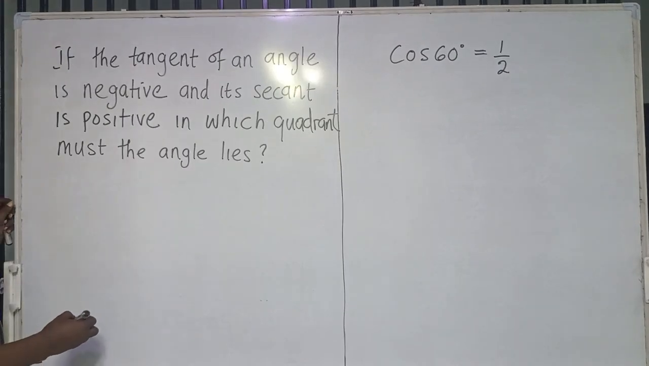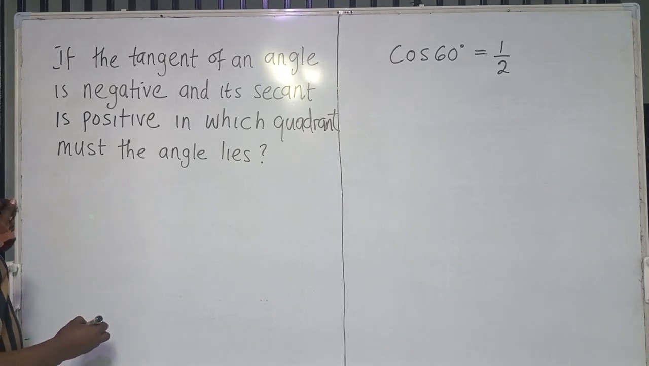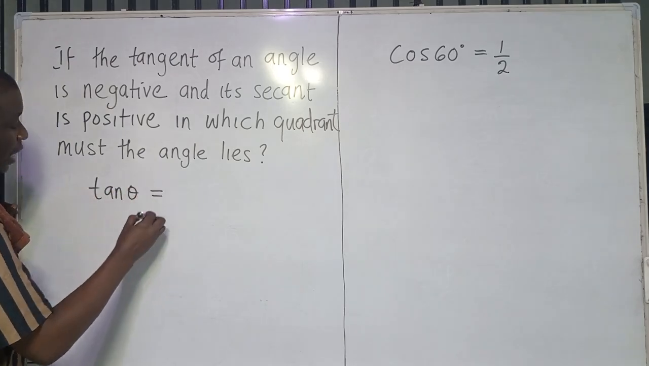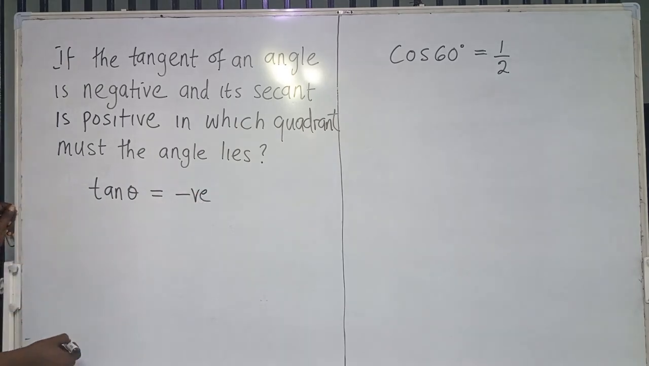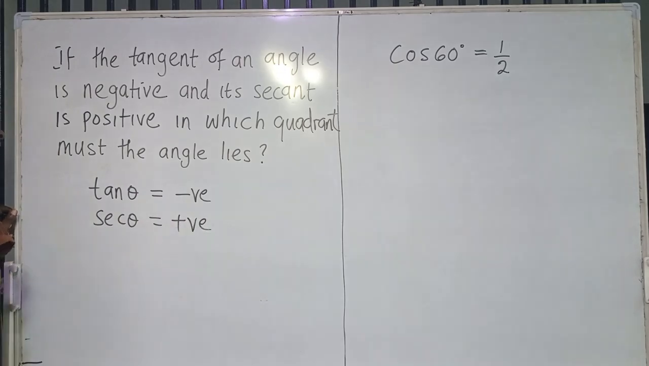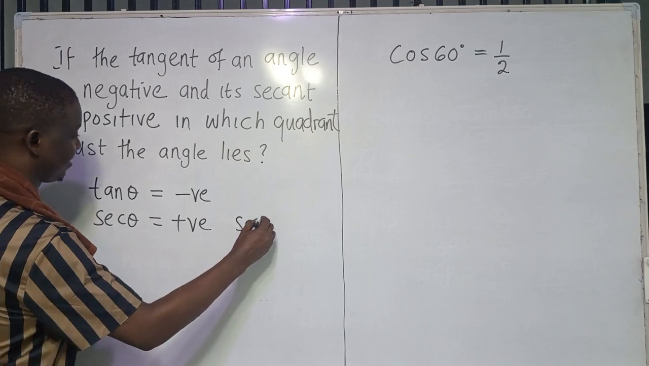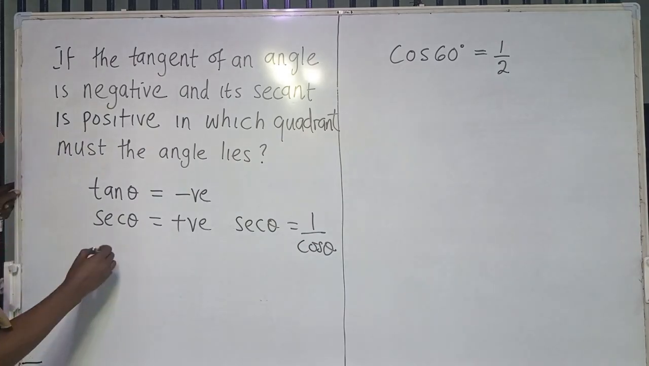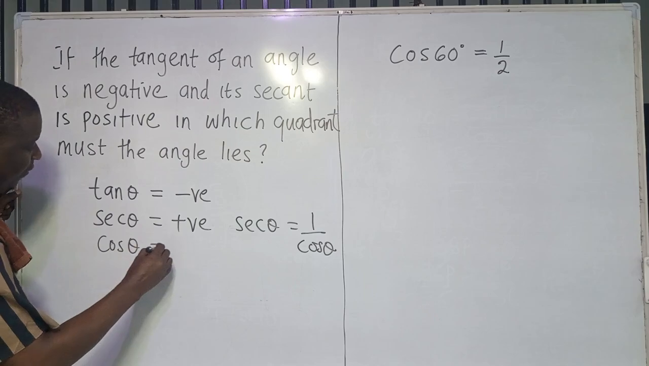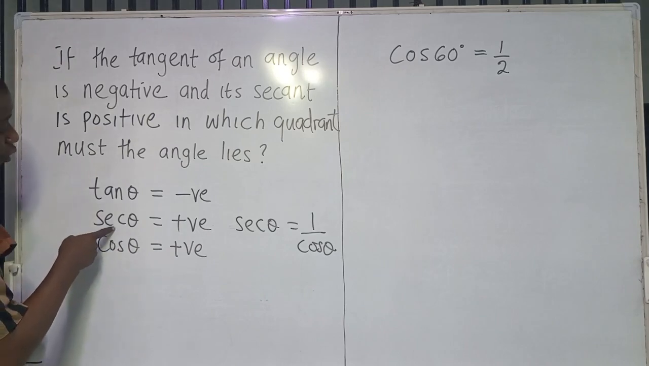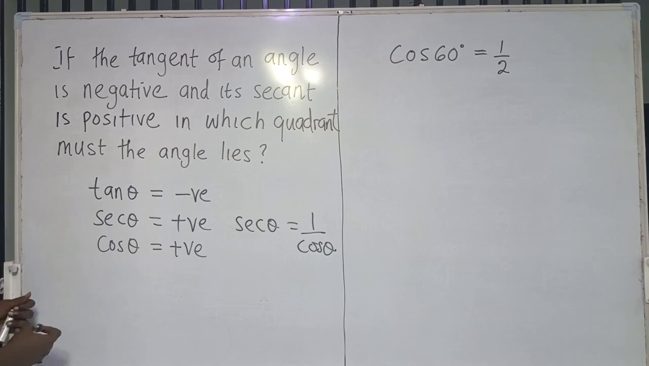Now, we want to solve this problem. If the tangent of an angle is negative, that means tan theta is negative, and its secant, sec theta, is positive. Don't forget that sec theta is equivalent to 1 over cos theta. So the cos theta of that angle is also positive. For secant to be positive, the cos theta is also positive.